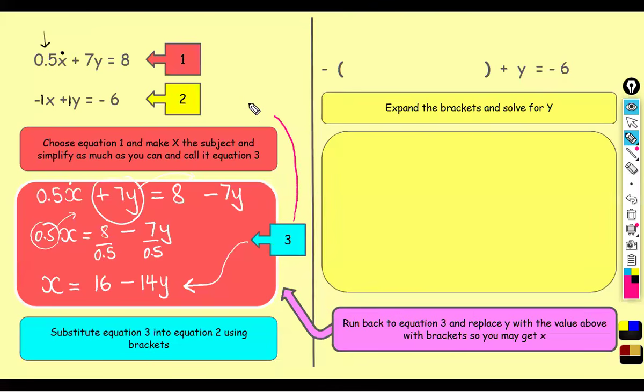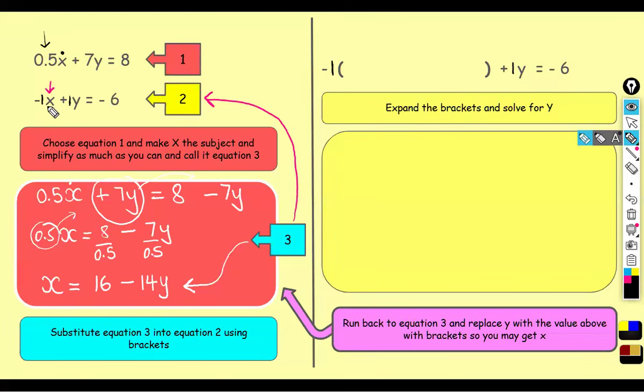Run to equation 2 now. And wherever you see an x, throw it away and replace it with 16 minus 14y. So don't forget, the thing touching x is 1 and the thing touching y is 1. Good luck. Take it from there. If you make a mistake, so what? Once you can see what your mistake is and you understand, keep pressing forward.